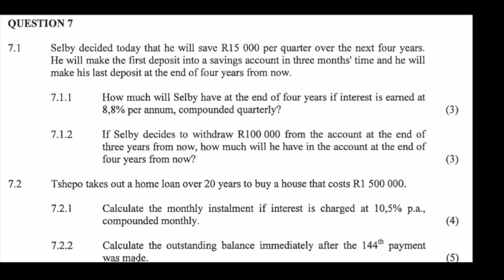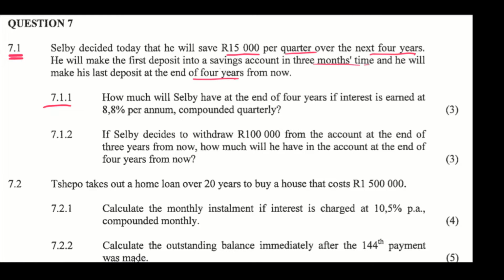We're going to do question 7. We are given, so it's 7.1. Selby decided today that he will save 15,000 per quarter over the next 4 years, and he will make the first deposit into a savings account in 3 months' time, right? And he will make his last deposit at the end of the 4 years from now.